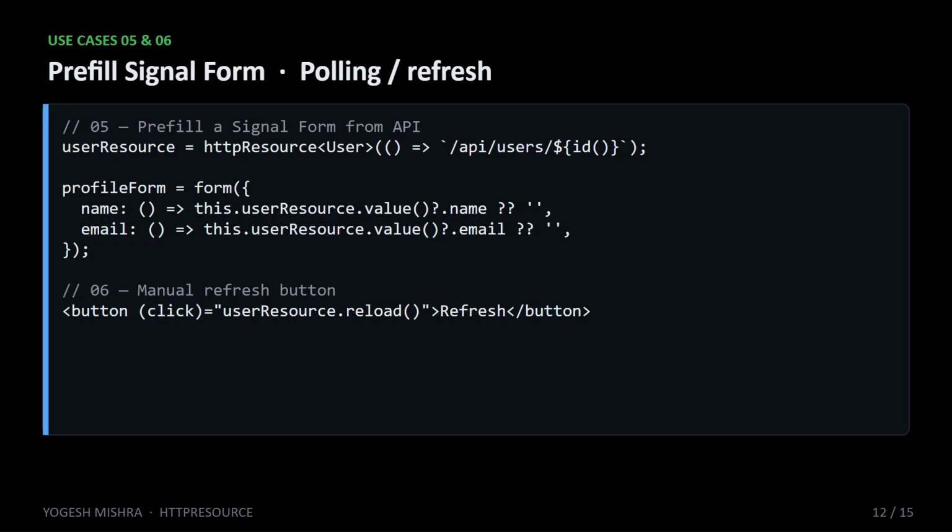Use cases 5 and 6. Prefill a signal form from an API. When the resource resolves, the form fields get the latest values. A beautiful combination of httpResource and signal forms. And the other use case is a manual refresh button. Sometimes the user wants to force a refresh after an action or just to get the latest data. Reload is the official way.